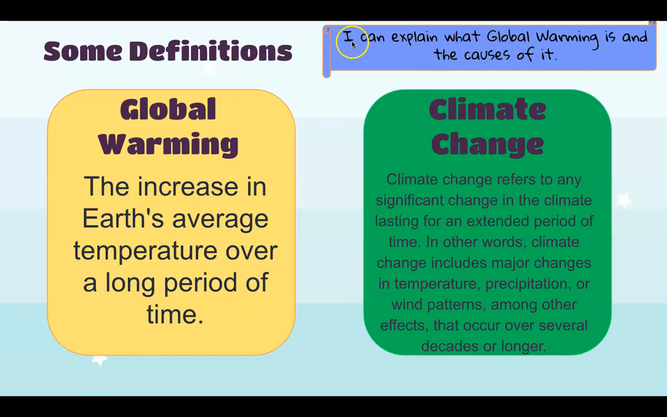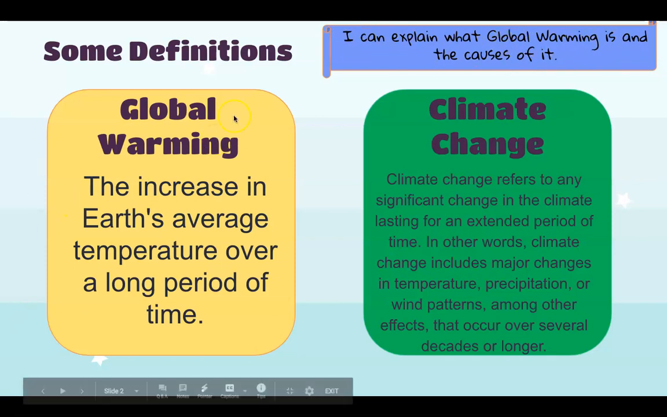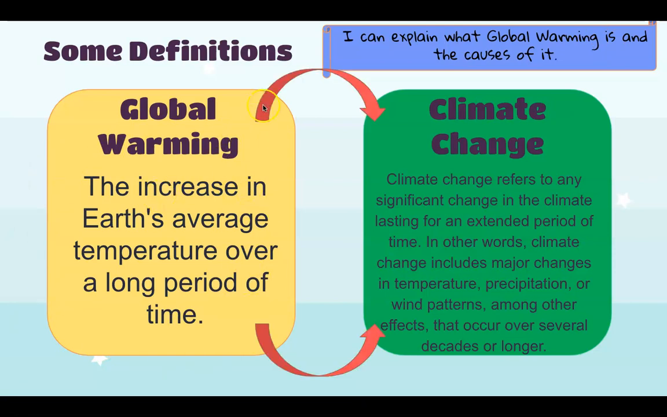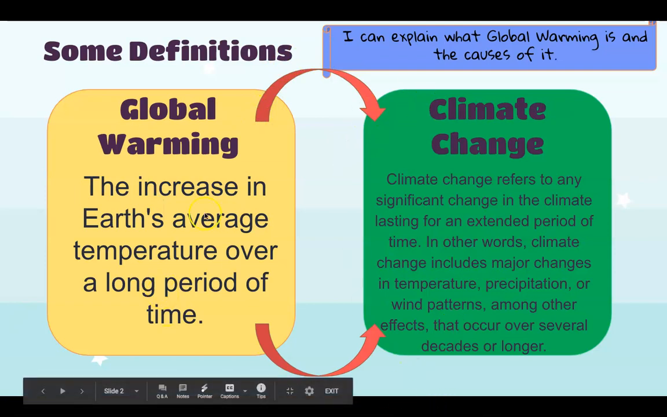So in your target where it says, I can explain what global warming is, well, global warming is the increase in the Earth's average temperature over a long period of time. Global warming causes the climate change. This increase in the Earth's temperature causes changes to the climate. Today we're only going to focus on global warming. Next week we'll focus more on climate change.